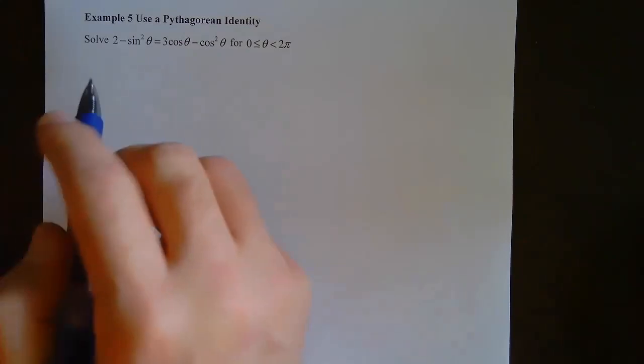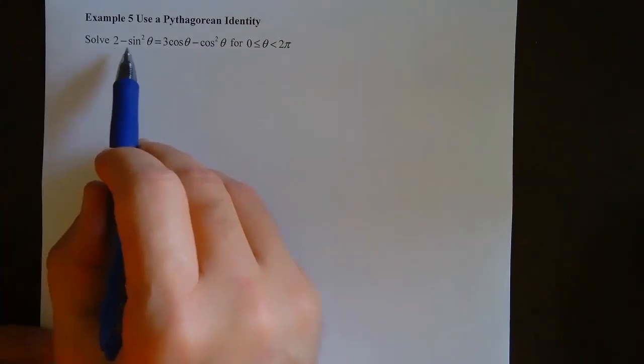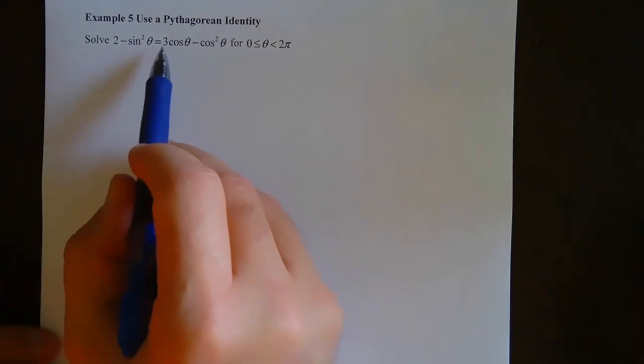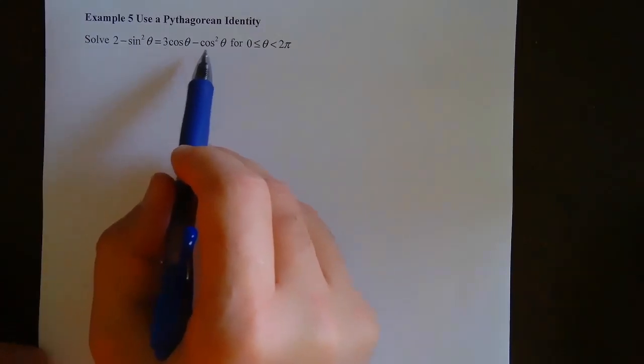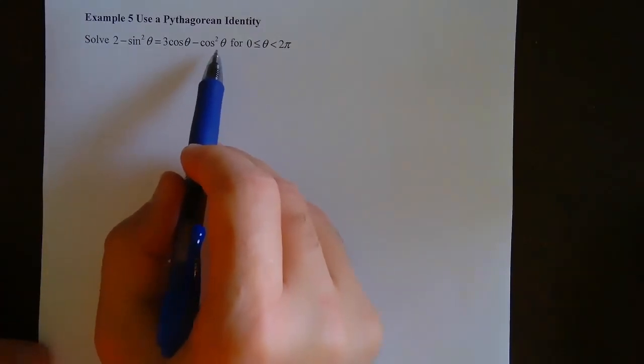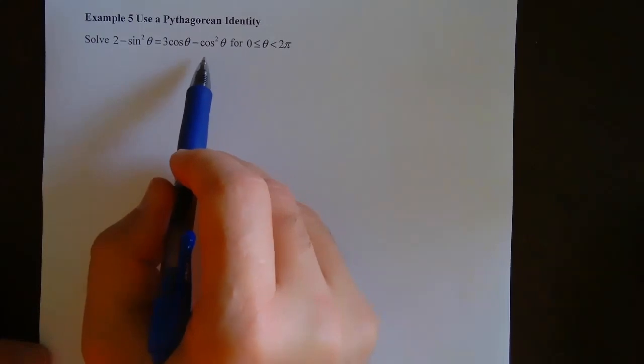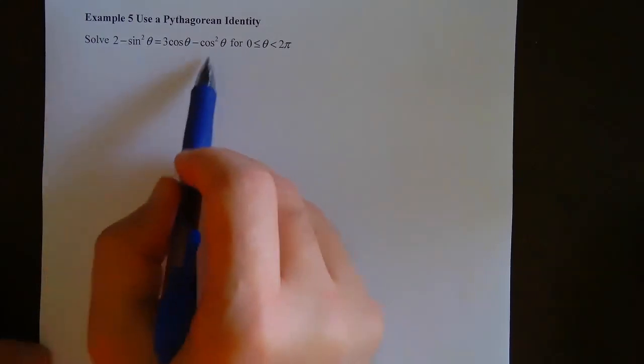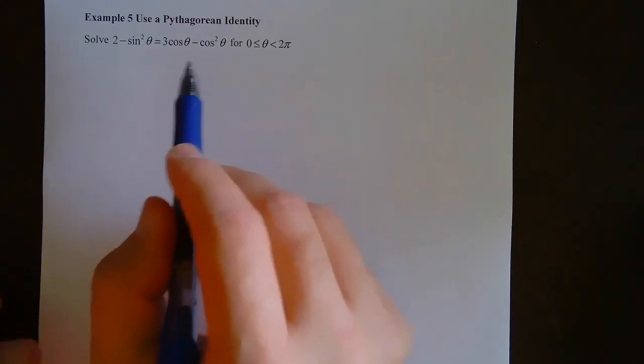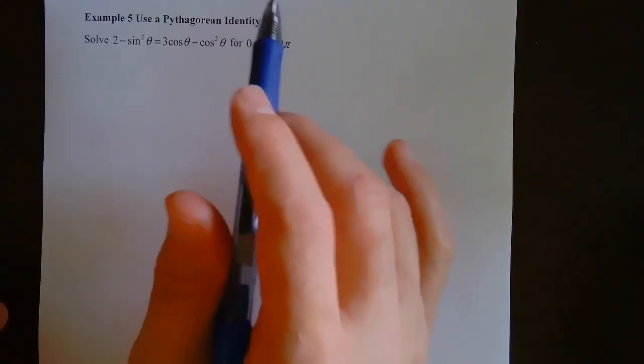Okay, so the next one, we're going to use a Pythagorean identity, okay? And if you look at this, we have 2 minus sine squared theta is equal to 3 cosine theta minus cosine squared theta, okay? All right. And there's no way that we could put these on one side and get sine squared theta plus cosine squared theta, okay? So what we're gonna have to do instead is, and then there's 2 options that we could do.